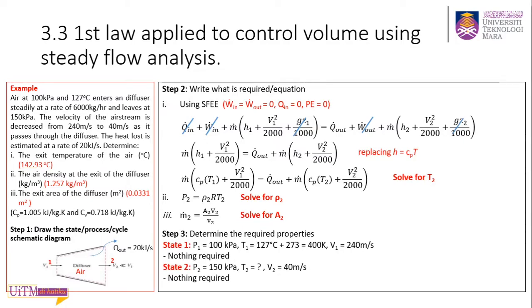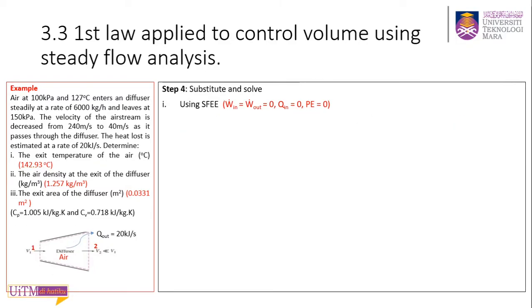As we can see, for state 2, there are no properties which are required, so we can proceed with step 4. For step 4, substitute the required values and solve for the question.